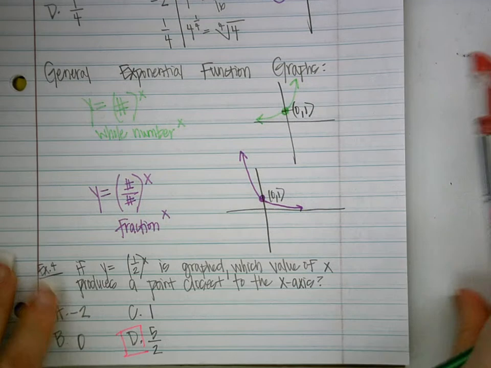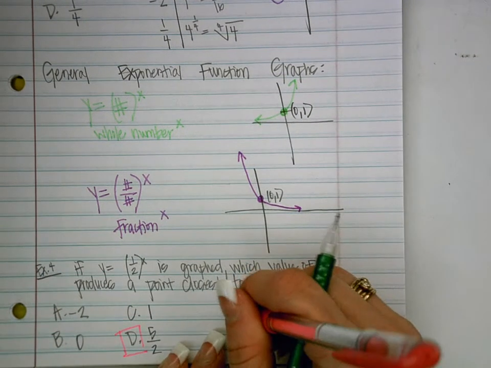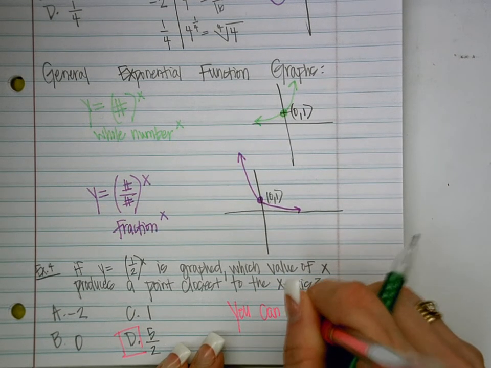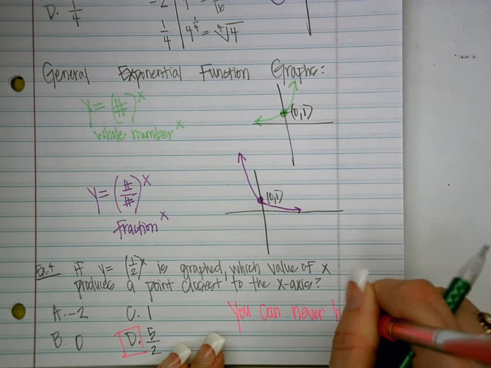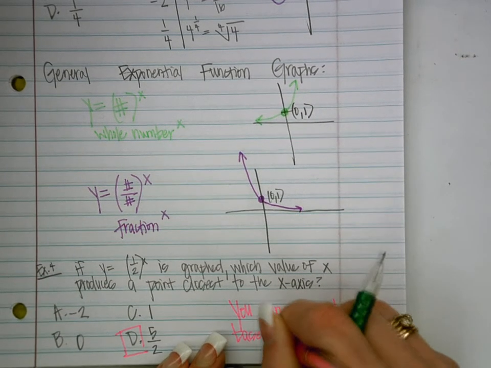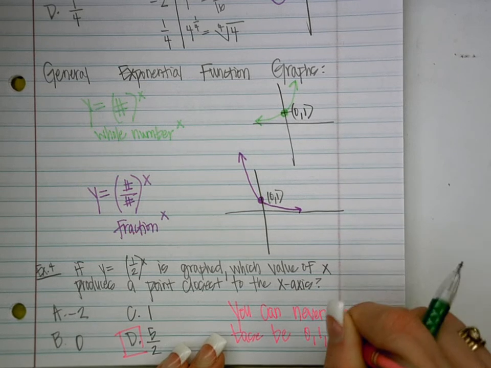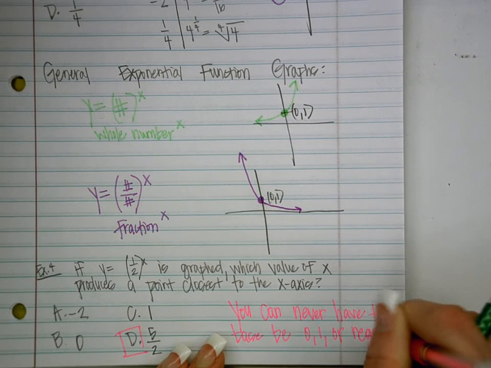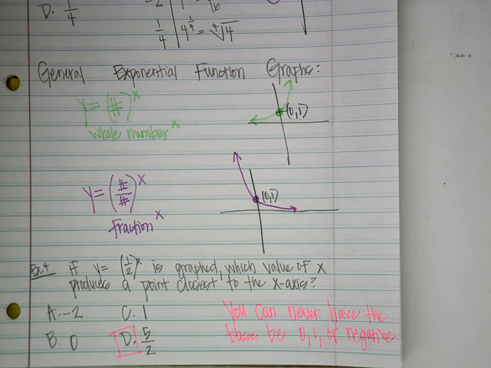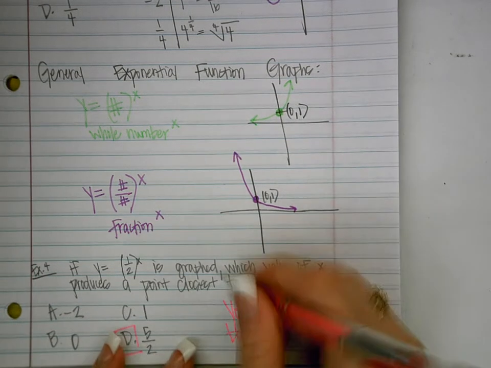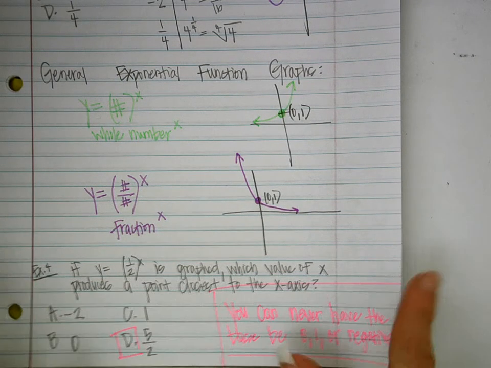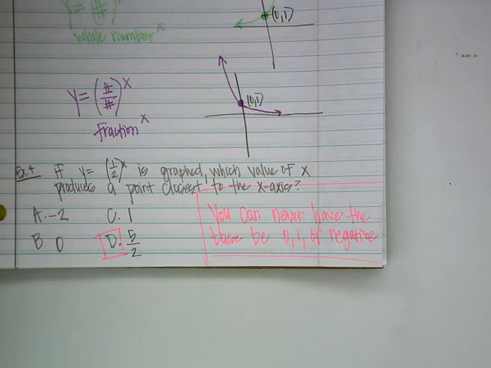I also want you to write yourself a note that with exponential function graphs, you can never have the base be 0, 1, or negative. On your homework, you are going to skip the questions that ask about that. But just know that on exponential function graphs, you can never have the base be a 0, a 1, or a negative. Fairly important rule that you memorize.